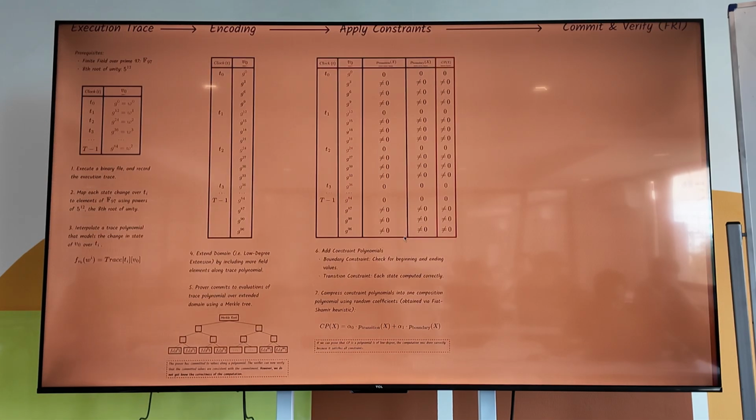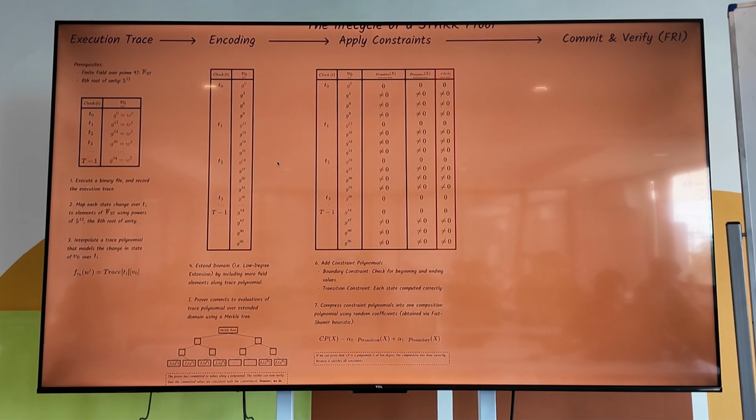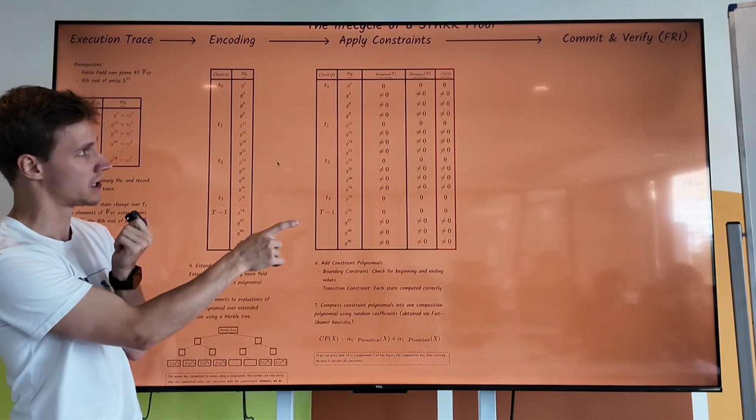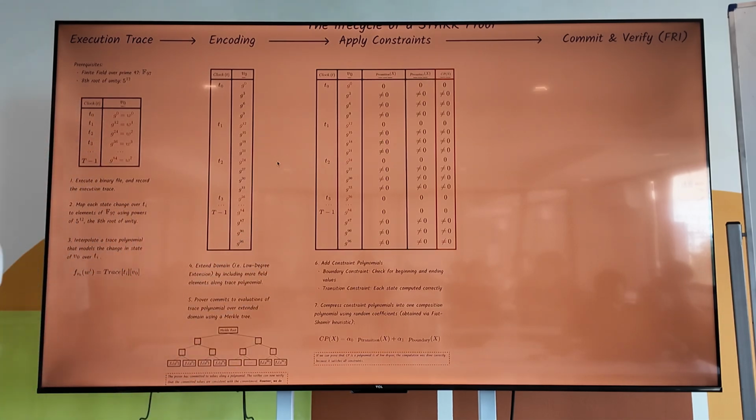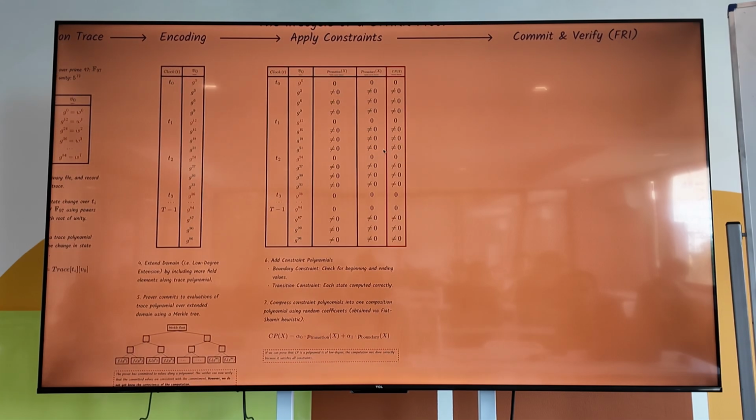So we went through the execution trace, we went through the encoding, we applied the constraints, and then we constructed the composition polynomial. So now we have all these constraints in this one polynomial, and we need to prove that it's of low degree to prove that the computation was done within the constraints, therefore it being correct. So that's where we start with Phi.